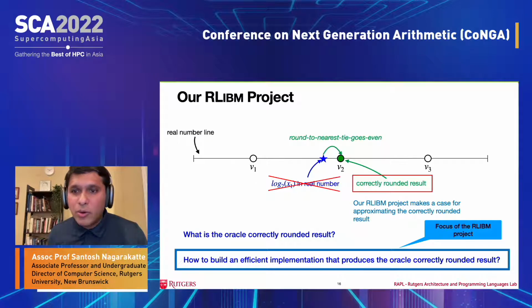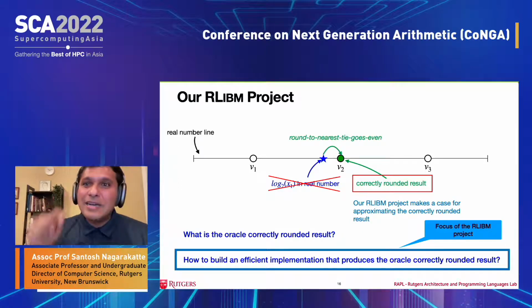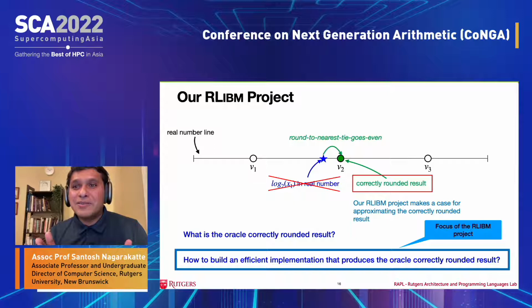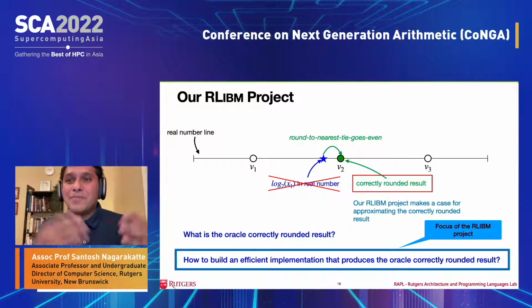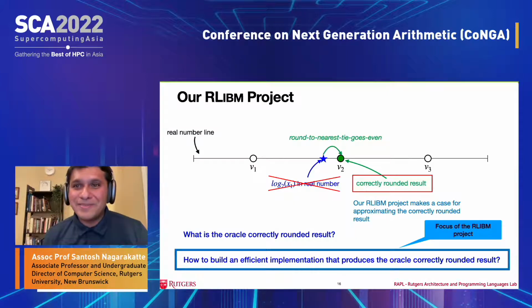Once we have the oracle, our goal at hand is to produce an elementary function implementation that is extremely fast and produces the correctly rounded result. Okay, this is the first insight. If you want to take away three things from the talk, the first thing I want you to take away is: if your goal is to produce correctly rounded results, directly approximate the correctly rounded result. Don't use the real value as a proxy to generate the correctly rounded result.